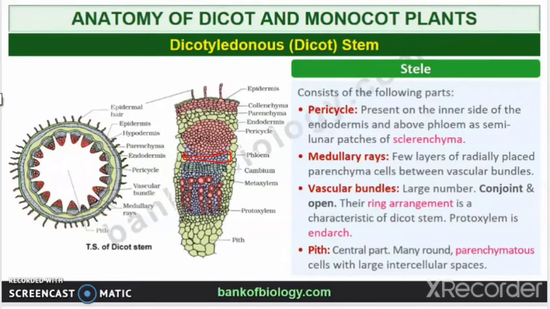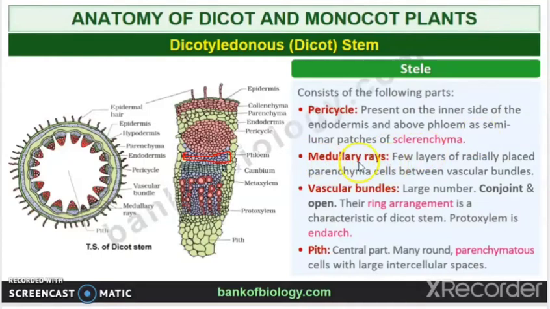Which cells are found in the pericycle? It is the sclerenchyma cells. So what are the semilunar patches? These are nothing but rounded patches, or rather, structures which are crescent shaped. All these structures are found in the pericycle portion. So the pericycle is made up of sclerenchyma cells, which are seen as semilunar patches, and also it is present above the phloem. Now coming to the next part, which is called as the medullary rays.